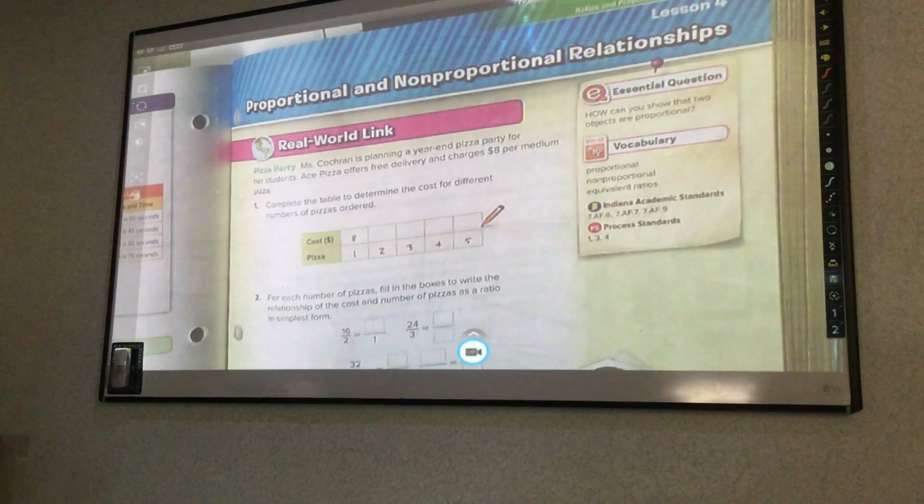Equal. There you go. Say that again. Equal. Right. So if it's equivalent, they're equal. So if they have equal fractions or an equal constant, you've got proportions. If they can't equal each other, they're not going to be.